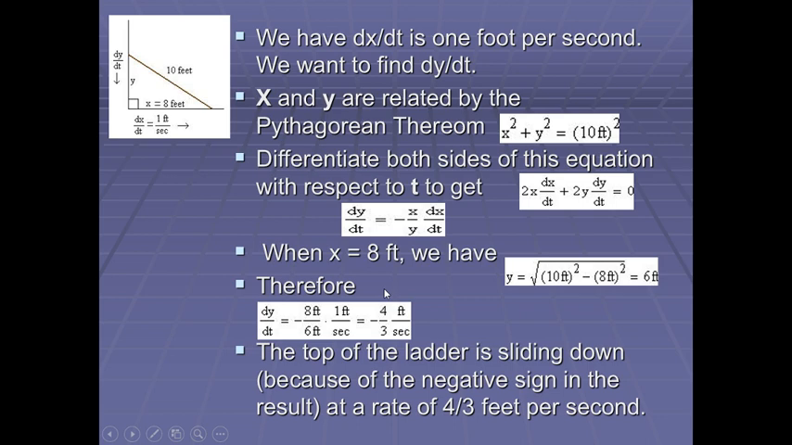Don't forget about the unit. The unit is feet per second. It's about the rate of change. It's how fast the ladder is sliding from the wall. And the top of the ladder is sliding down, because of the negative sign, so that's why it's negative, at the rate of 4/3 feet per second.